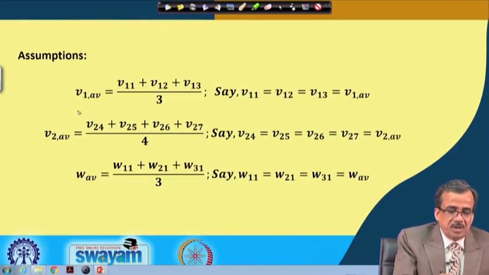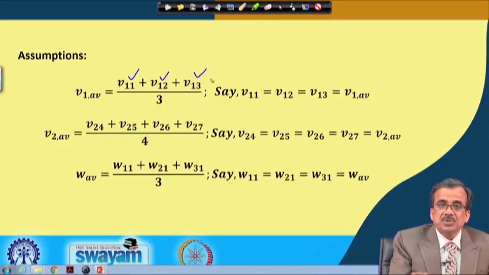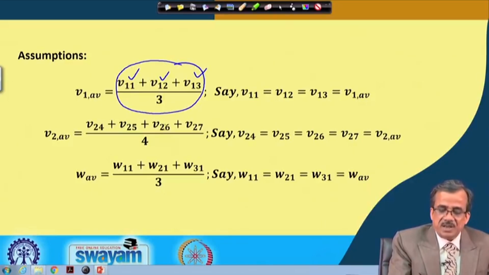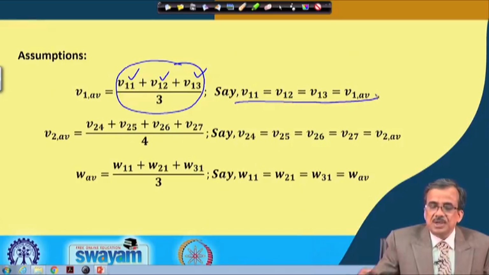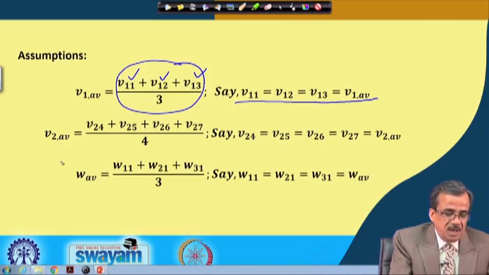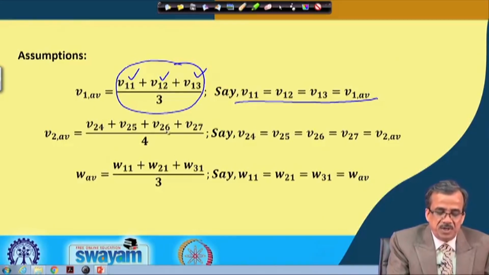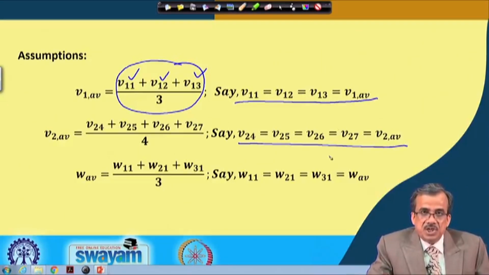So, here as I told, we try to find out first V11, V12, V13, find out the average. Now, this particular average you assign to V11, V12 and V13. That means V11 equals V12 equals V13 is nothing but V1 average. The same principle we follow here also, like V2 average is nothing but V24 plus V25 plus V26 plus V27 divided by 4, and after that we assign V24 equals V25 equals V26 equals V27, and that is nothing but V2 average.